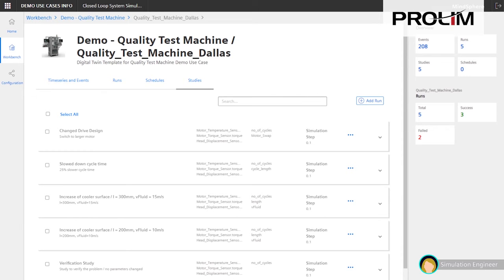For the problem, she has set up already a couple of different studies. The first study is the problem verification study, where she didn't change any parameter in the simulation model to see how the temperature rises over one production cycle.